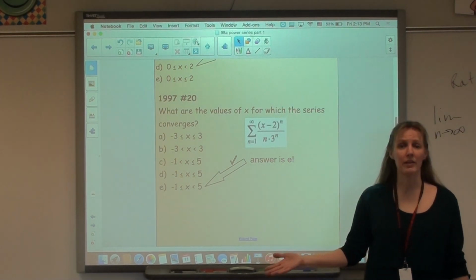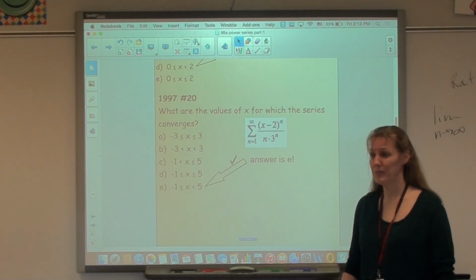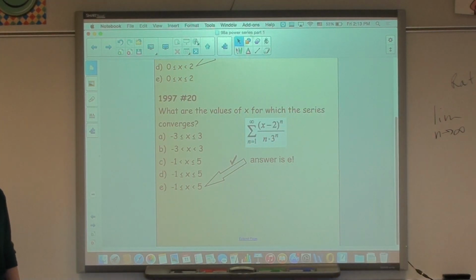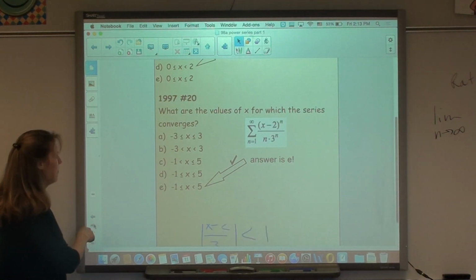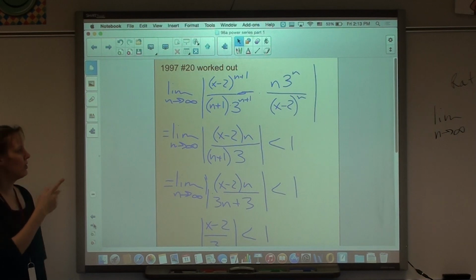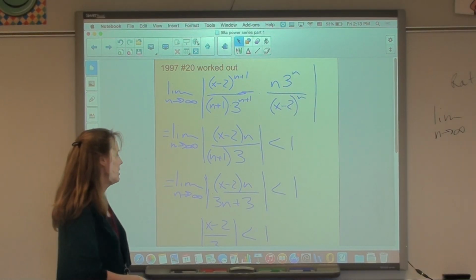Perfectly good for multiple choice. They're not going to know. It still takes some mathematical knowledge to know to test the endpoints, right? All right. By the way, if you need to see that one worked out, I worked out the whole thing. It's not pretty, but there it is, because someone asked for it first period.